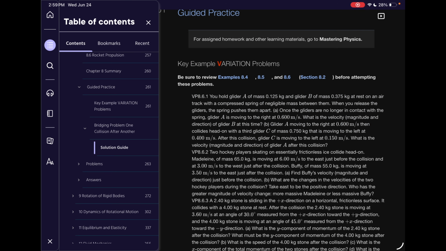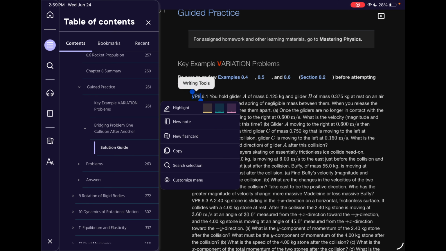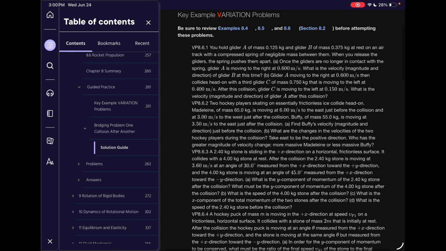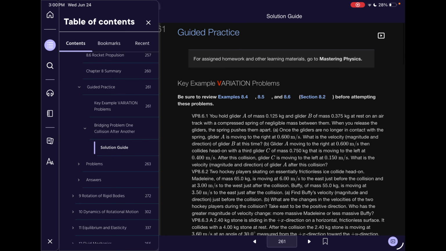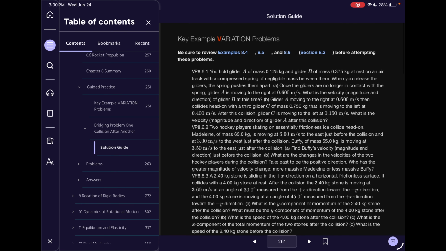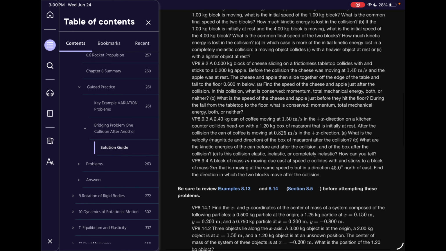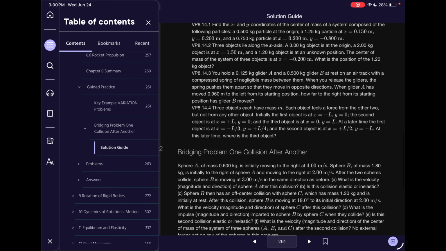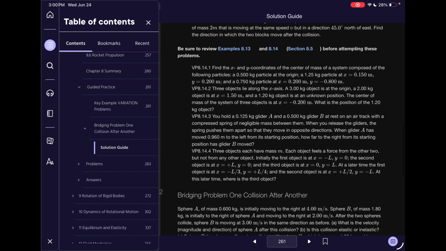There's going to be some problems here that are related to examples that we do. So you can see that there's 3 or 4 problems here, right? They start here at VP, right? VP 8.6.1, 0.2, 0.3, and 0.4. They're going to be similar to the examples that we've done. And this would be a great place to go to find additional worked examples. The examples related to the center of mass are right here in this section.